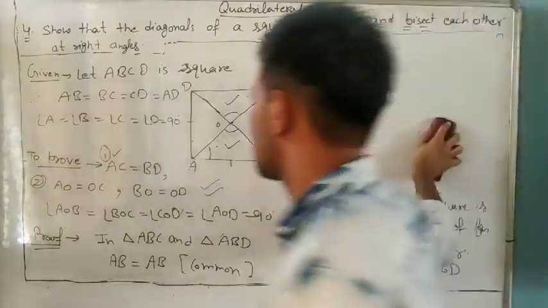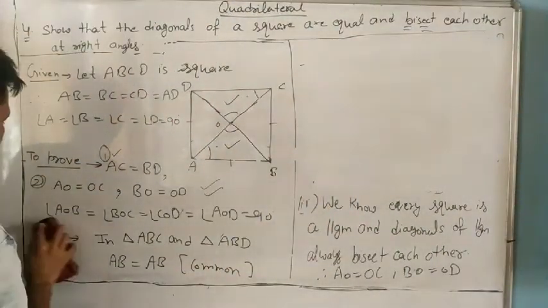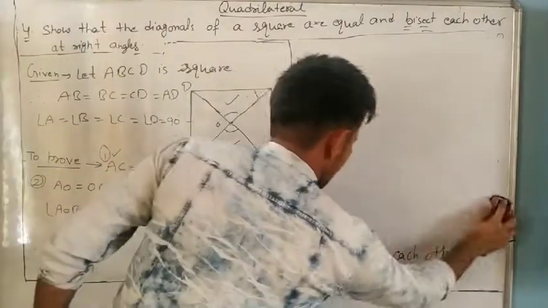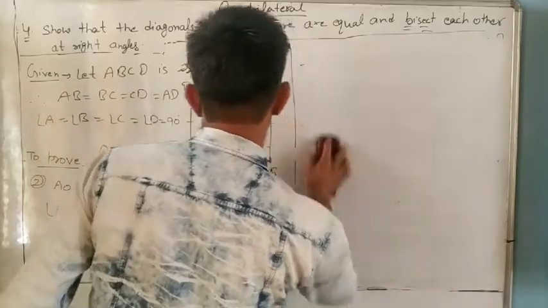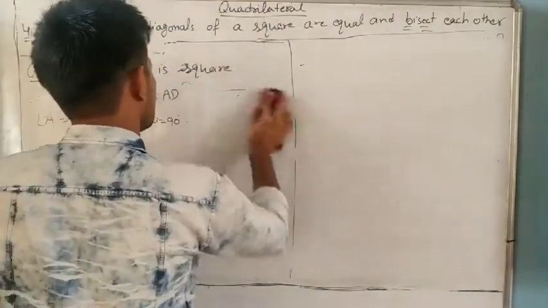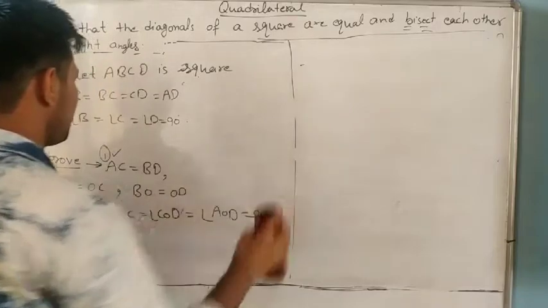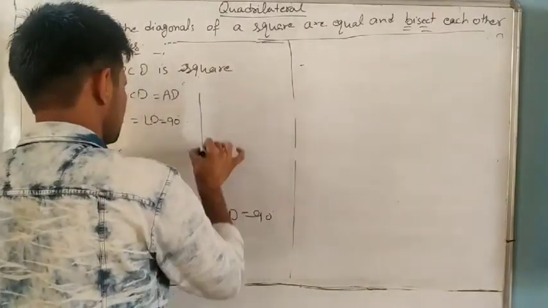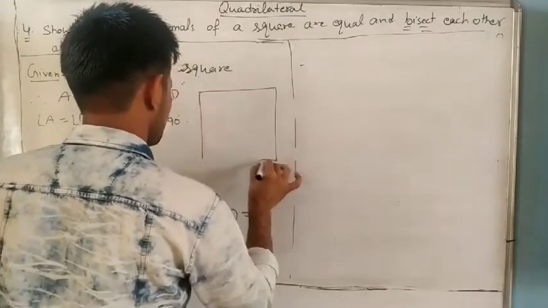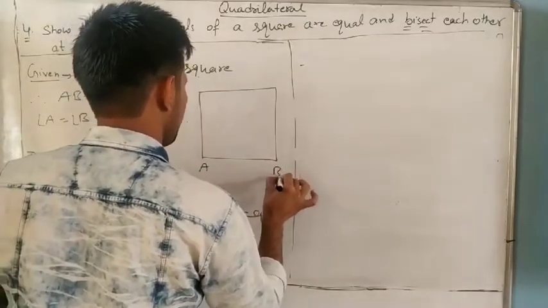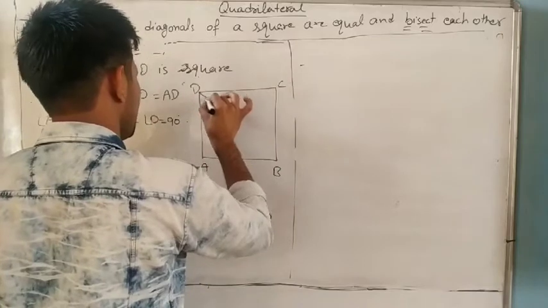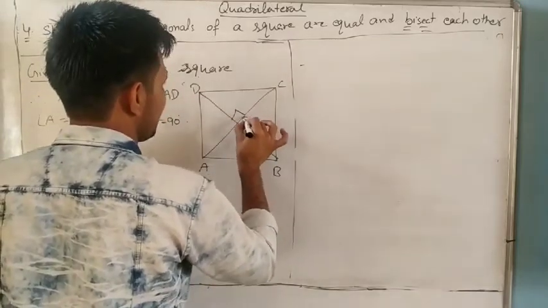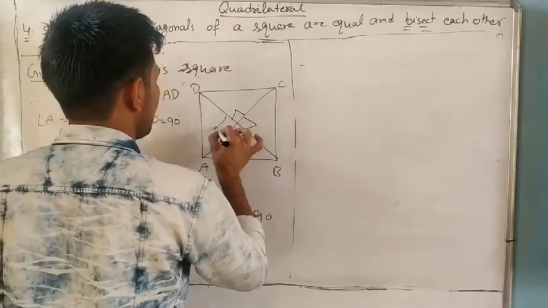Now the third part. In the third part we have to prove that the diagonals bisect each other, which we already finished, and that they meet at 90 degrees. So it is a square ABCD. We want to prove that this angle is 90, this one also 90, 90, 90.